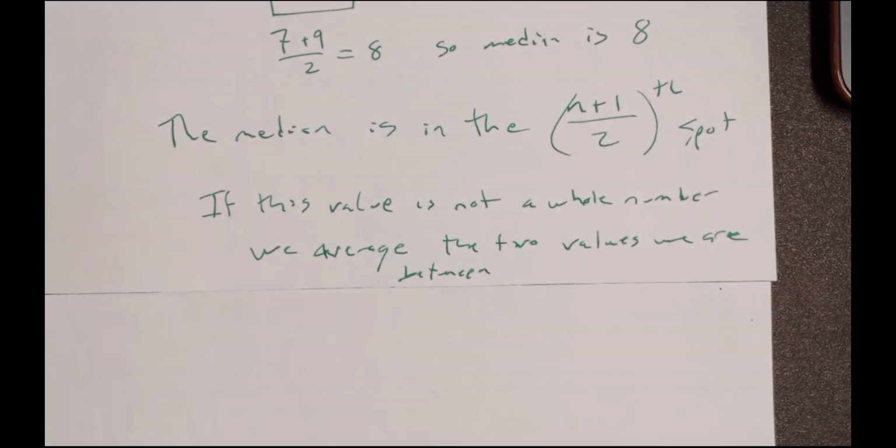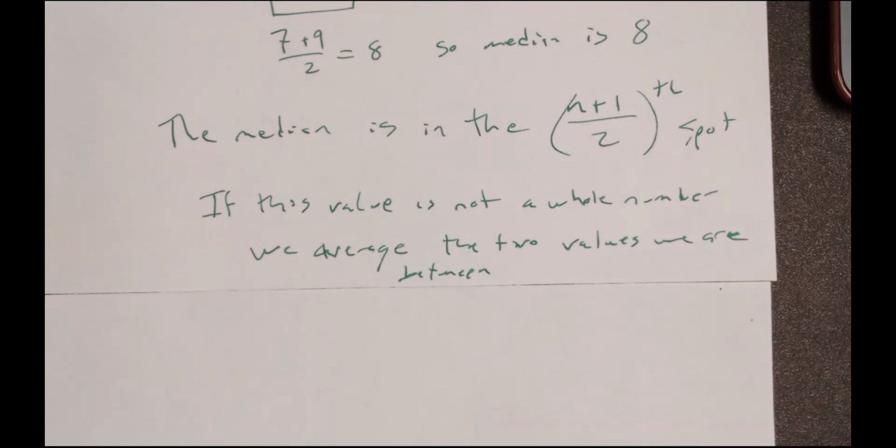This is not what the median is. This is what spot it's in. So I had 9. 9 plus 1 is 10. 10 over 2 is 5. Go to the 5th number. I had 6. 6 plus 1 is 7. 7 over 2 is 3.5. I go to the 3.5 slot. So I take the 3 and the 4 and average those.